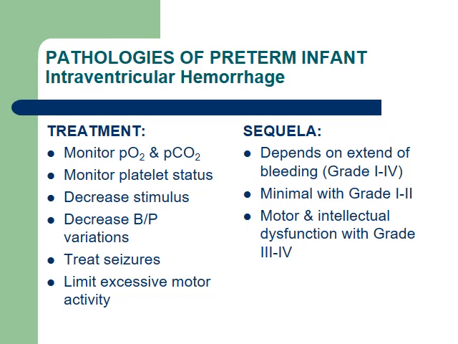Intraventricular hemorrhage is one of the pathologies for the preterm infant, and the treatment for that is to monitor the oxygen and CO2 levels, platelets. Keep the stimulus low. These babies need to preserve energy so they can grow. So we don't like to disturb them too often. We don't want to be moving them here and there. Just leave them, turn them as necessary, but then let them rest. If they have seizures, they'll be on medications for that.